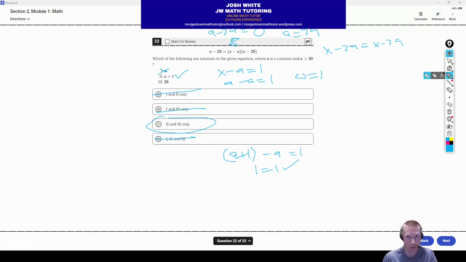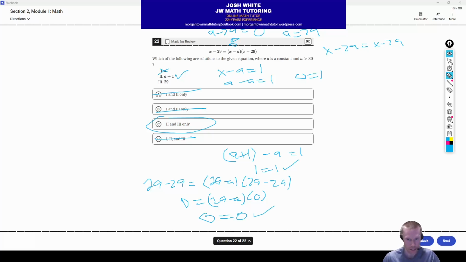What we want to do now is plug in the 29 for x. And here we do want to look at the full original equation. So what you get on the left is 29 minus 29. On the right you have 29 minus a times 29 minus 29. So on the left side we get 0. Right side we get 29 minus a times 0. So we get 0 equals 0. That is true. Therefore, this value is also a solution to the equation.